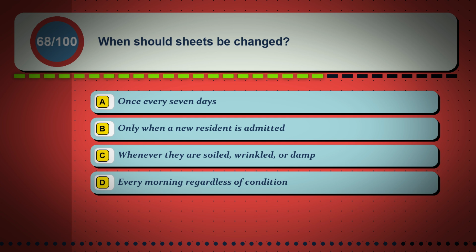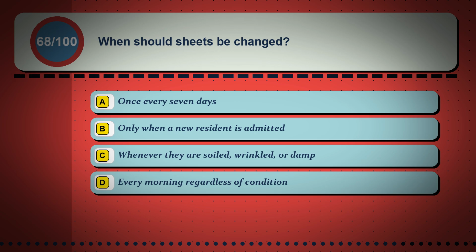Option A, once every 7 days. Option B, only when a new resident is admitted. Option C, whenever they are soiled, wrinkled, or damp. Option D, every morning regardless of condition.